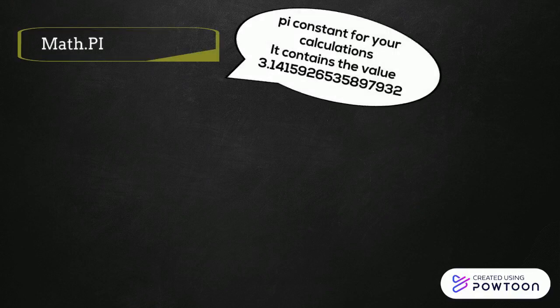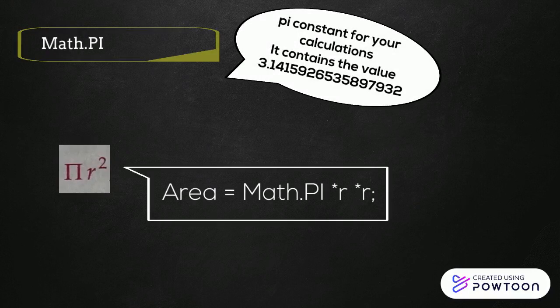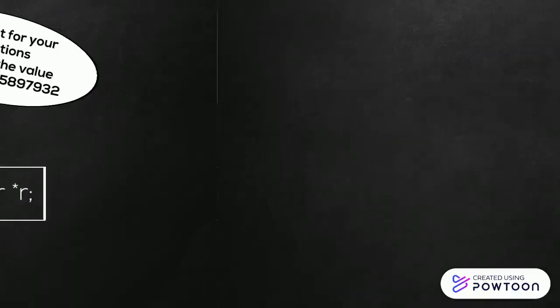Math.PI. This is a constant value. Unlike a formula, this is a constant that is used for calculations, like to find out the perimeter of a circle, an area of a circle, etc. So the way you use it is Math.PI. Notice that PI is written in capital letters.